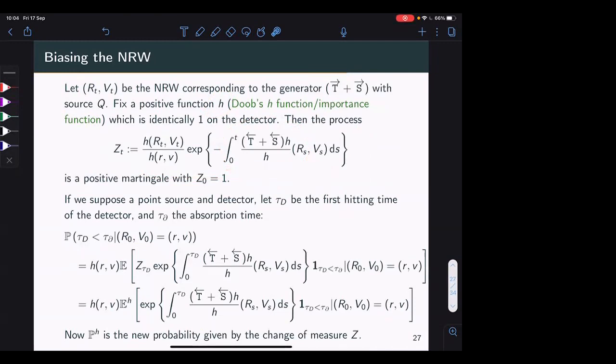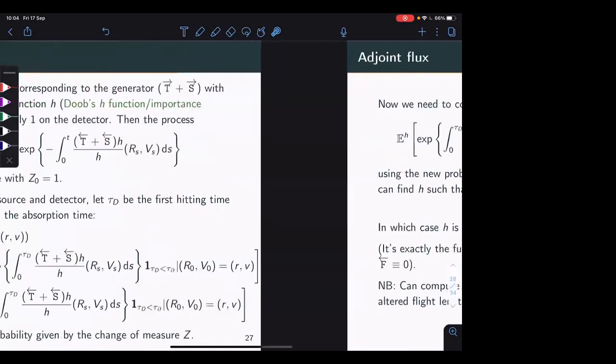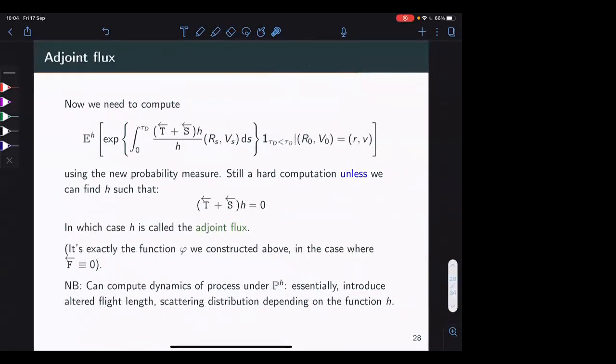Okay, so I want to look at particles that hit my detector, but which I attach some exponential weight to, based on my operators and my h function. This weight is going to be 0 if I can choose a function h which satisfies this. But this choice of h is exactly the adjoint flux, in the case we saw before, but with 0 fission.